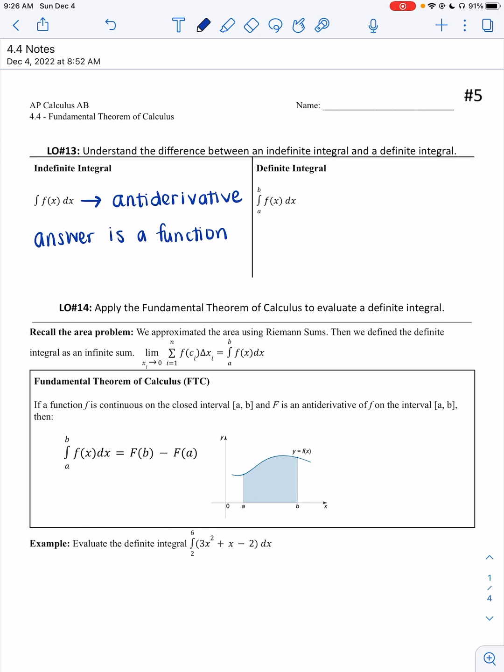When you do a definite integral, you are still taking an antiderivative, but you are evaluating it at your upper and your lower bounds, which you haven't done yet, but that's what we're going to do today. So it's an antiderivative evaluated at the bounds. Your answer will be a number rather than a function.